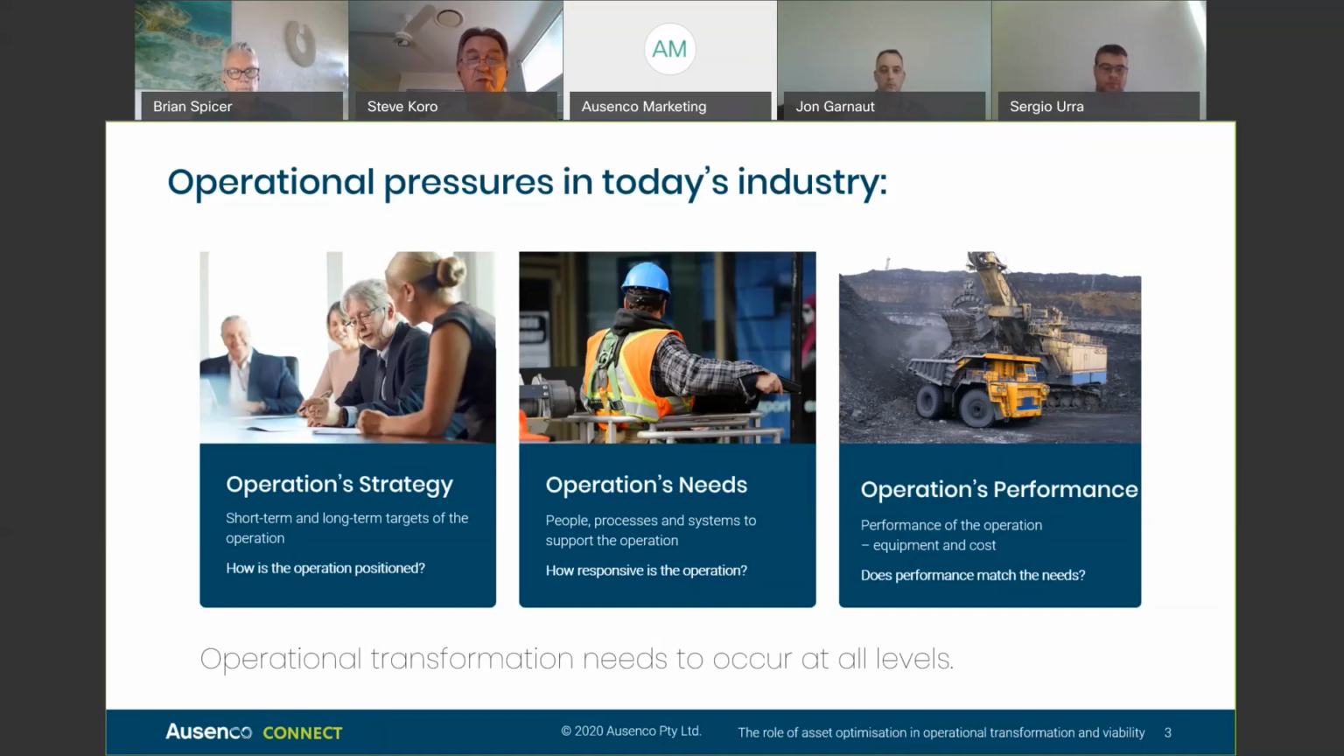And then the third one, operations performance. So what measures does your company have in place to monitor asset performance and asset management performance? Are the assets delivering what the business requires from them? And if not, why not? How much analysis is done on determining what is happening? Is it delivering the targets? If not, why not? And what do you have to do to rectify that problem?